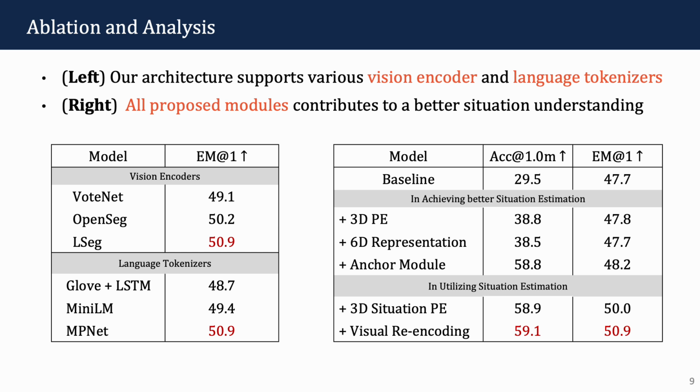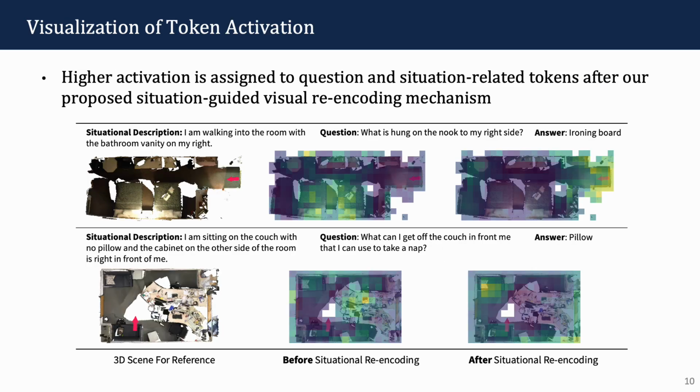First, as shown in the left table, our architecture supports various vision encoders and language tokenizers. And also, we demonstrate in the right table that all of our proposed modules, including the modules for situation estimation phase and modules for better utilization of situation estimation, contribute to a better situation understanding.